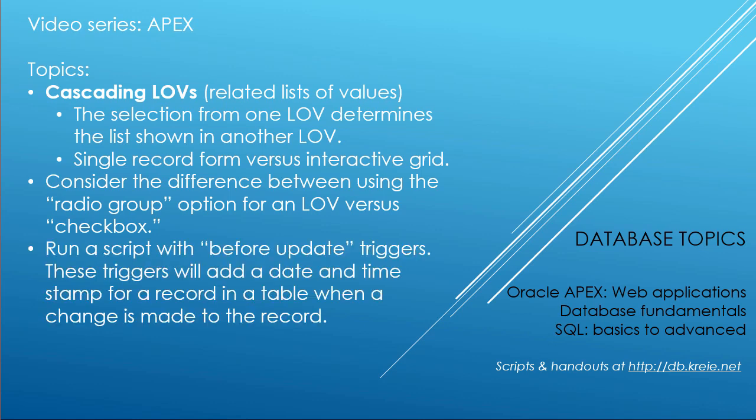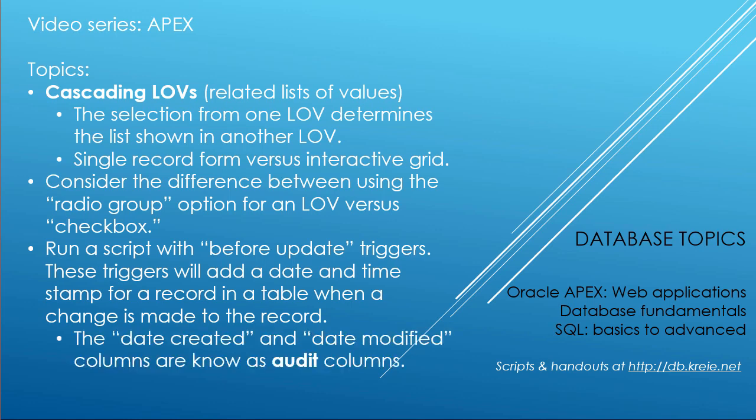If we don't run out of time, if the video doesn't run too long, I'm going to run a script of before update triggers. We need to get those in place. This is another audit column. It will track when a modification has occurred in an existing record. So we have the date created and date modified field in some tables, not all of them. And these columns are referred to as audit columns.